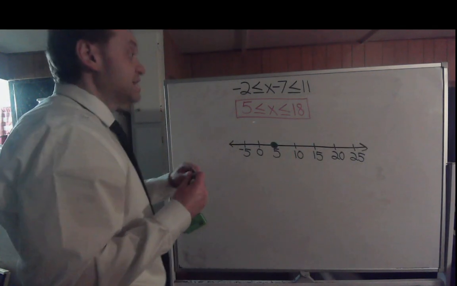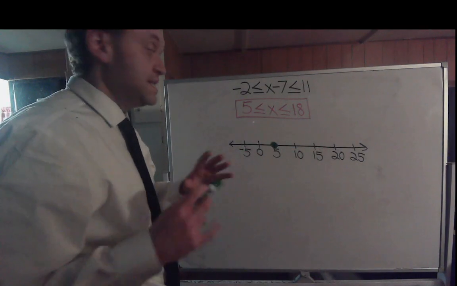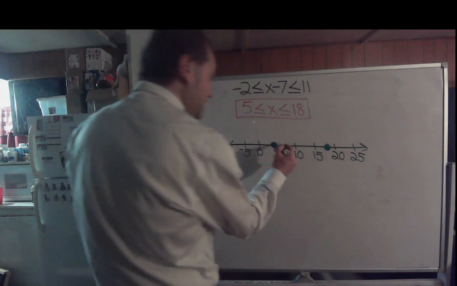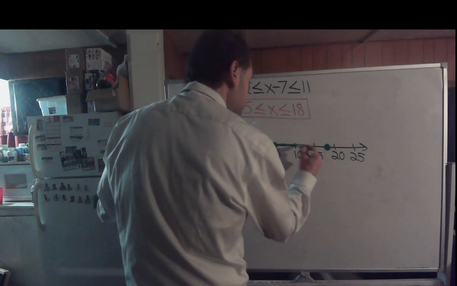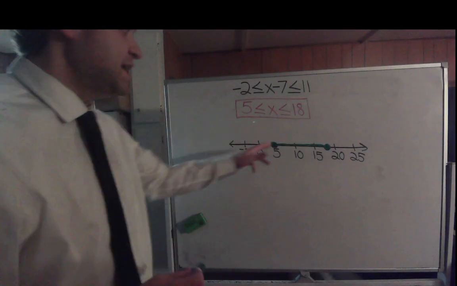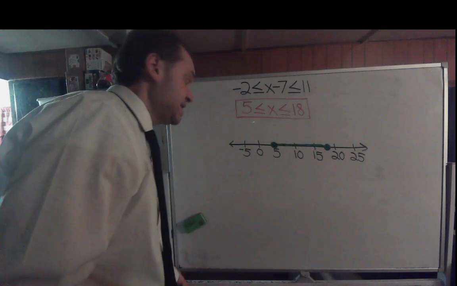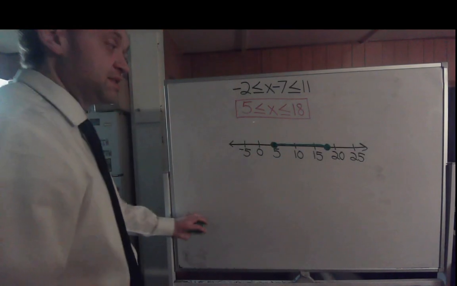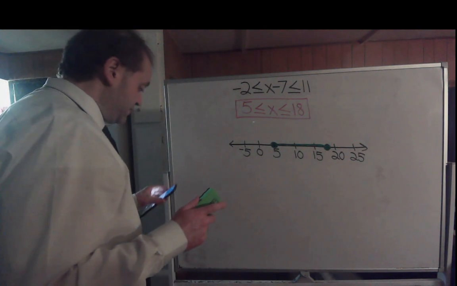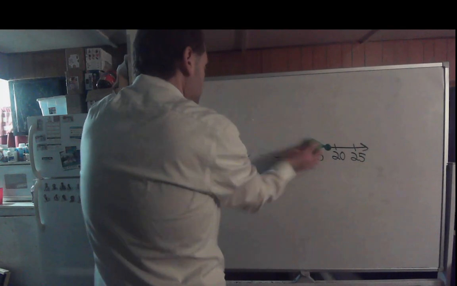And then you have x is less than or equal to 18. Well, since 18 is included, you'll also put a solid dot at 18. And then you'll shade the region between 5 and 18. So x is not only 5 and 18, it's every value between 5 and 18. That's what this graph represents. It's not only 5 and 18, it's every value between 5 and 18. And I got more of these compound inequalities.